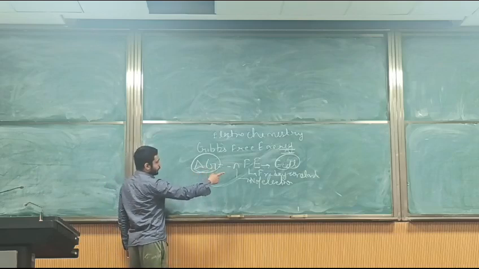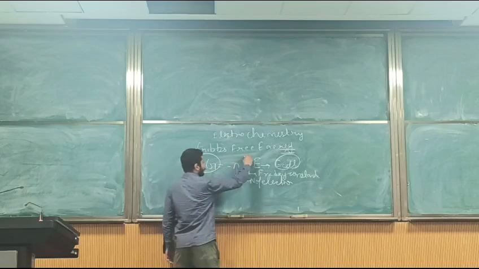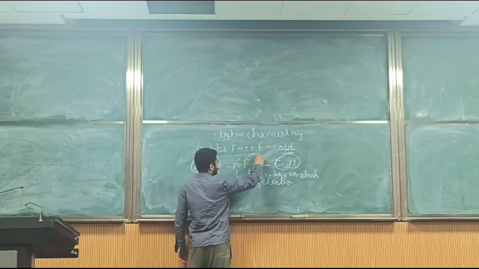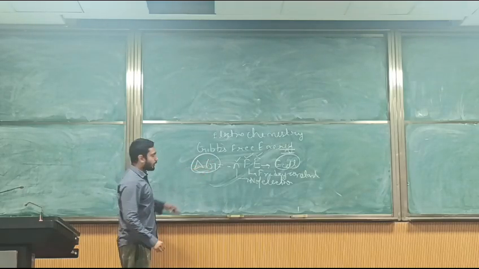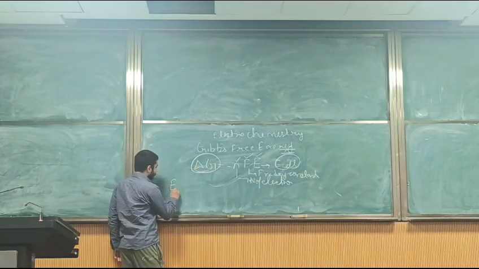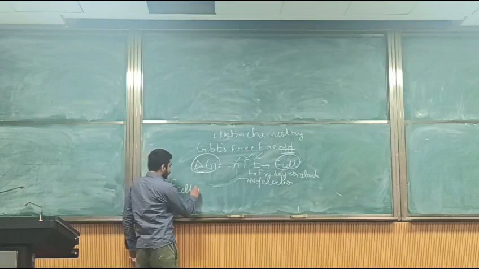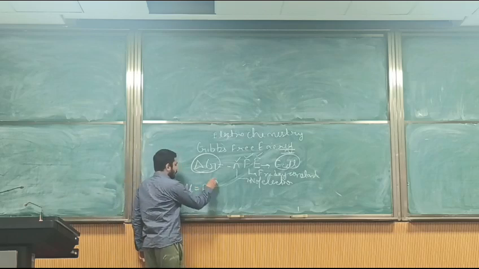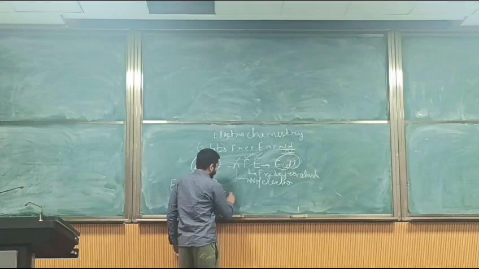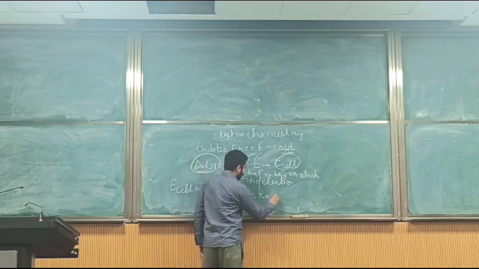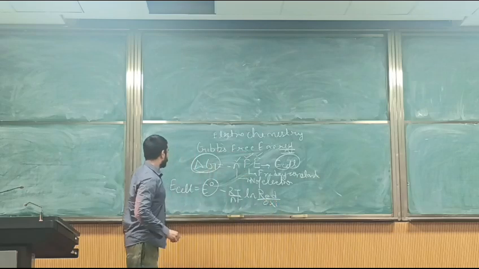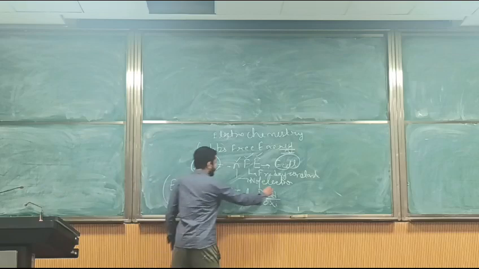So F is the Faraday constant, which we have to remember, N is the number of electrons in the particular reaction, and E is the potential of the cell. So how will we find this E cell? E cell is equal to E naught, the standard value of the cell, minus RT upon NF into ln of reduction potential upon oxidation potential. So this is the formula for finding the E cell.